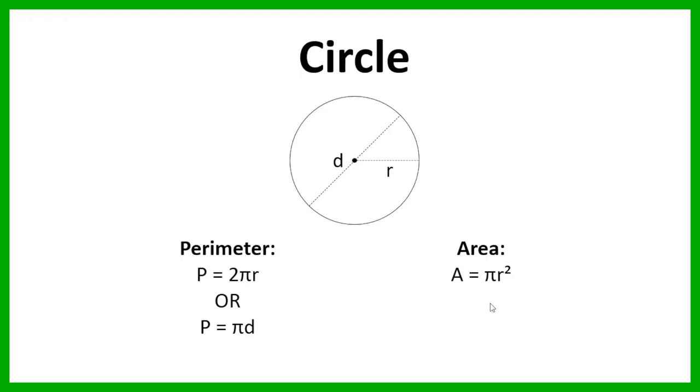And then for the area, pi r squared. Now, in this case, you can't use the diameter. You have to work with the radius, which means if you've been given the diameter, you first halve it to work out the radius, and then you use that to work out your area. Okay, so let's go and have a look at a couple of examples.